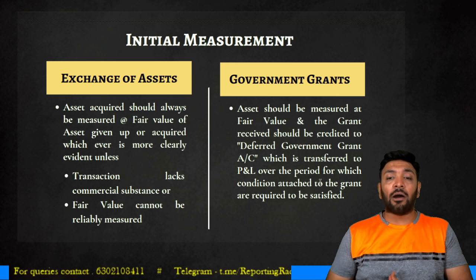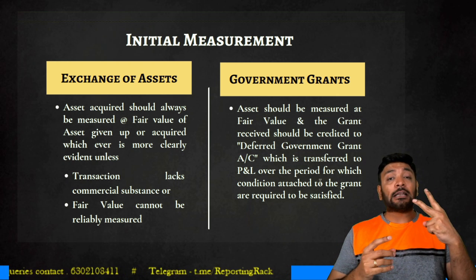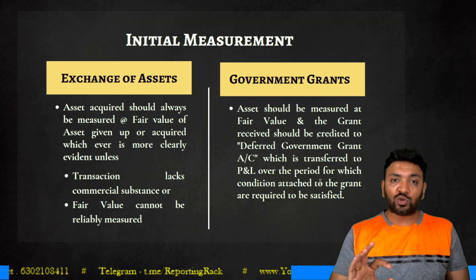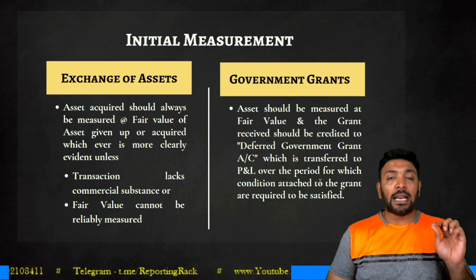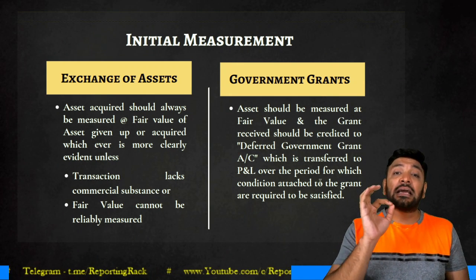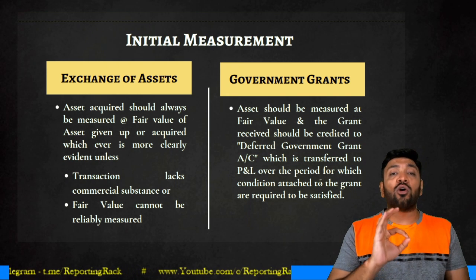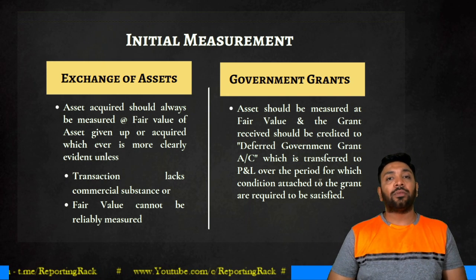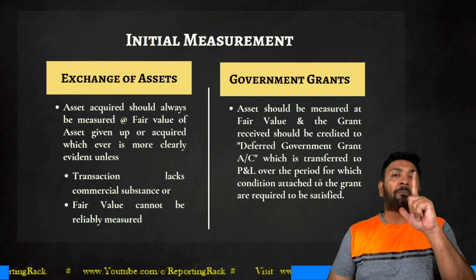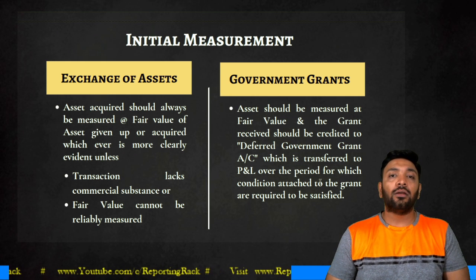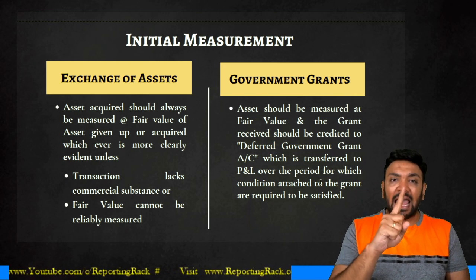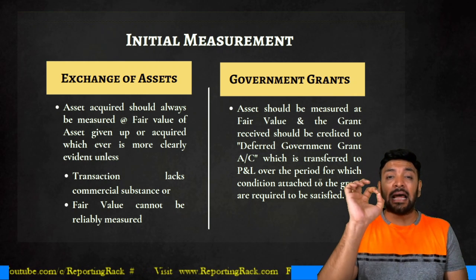Whenever I acquire through government grant, I can have 2 different types of treatment as given under IND AS 20. Number 1, measure the asset at fair value, and the government grant received should be credited to an account called deferred government grant account. I received land worth 1 crore rupees just by paying 1 lakh. So I'll record land account debit 1 crore, to bank 1 lakh, to deferred government grant 99 lakhs.